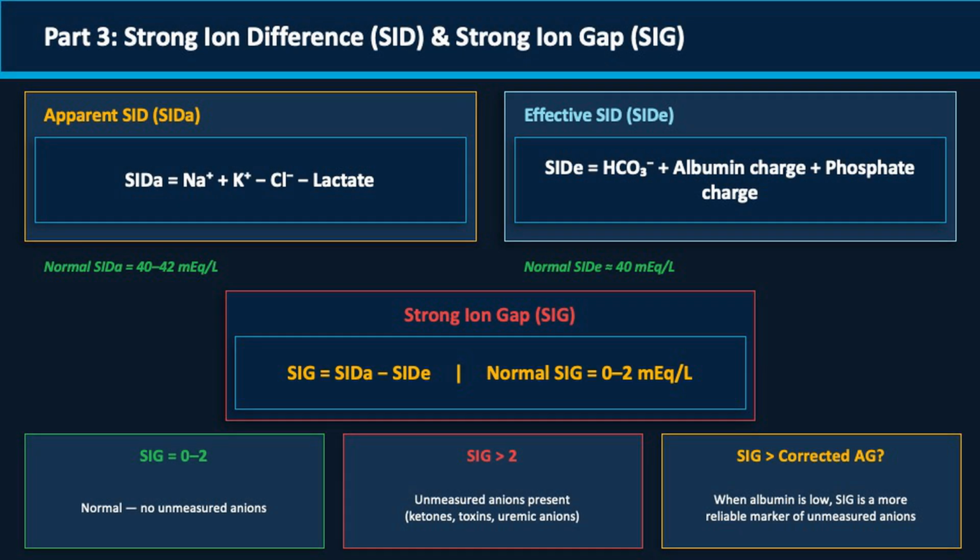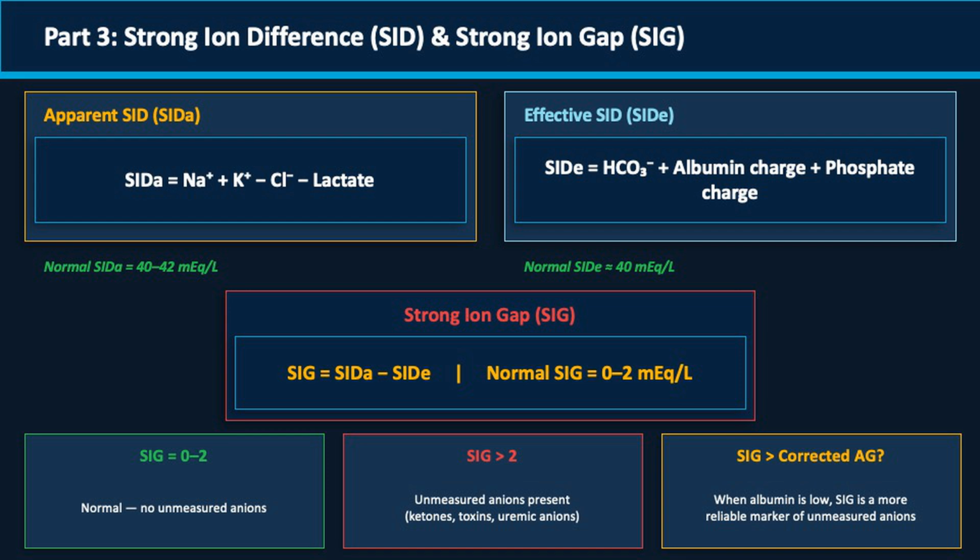Okay, two versions of SID. Don't worry, this is straightforward. First, apparent SID, also known as SIDA. This is what we measure from blood tests. SIDA is equal to sodium plus potassium minus chloride minus lactate, and normal value is 40 to 42. Second, effective SID, also known as SIDE. This is how SID is buffered in plasma. It is given by the formula SIDE is equal to bicarbonate plus albumin plus phosphate. So in a healthy person, SIDA and SIDE are both about 40.